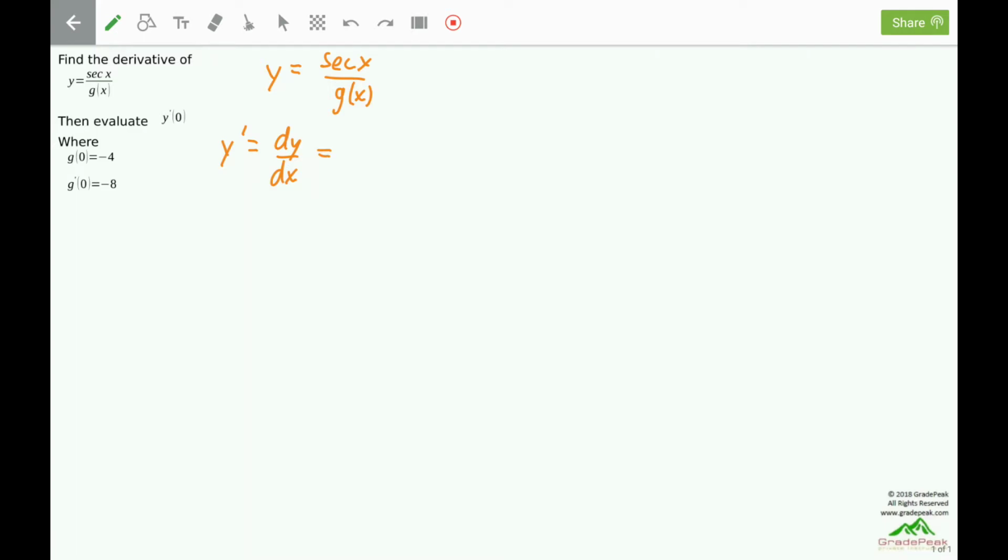The derivative of secant is secant tangent. Derivative of the numerator times the denominator left alone, minus the numerator left alone times the derivative of the denominator, we'll call that g prime of x. And that entire thing is divided by the denominator squared. So there's our derivative. The next thing to do is evaluate that at 0.